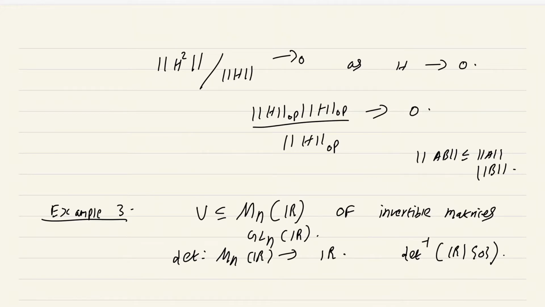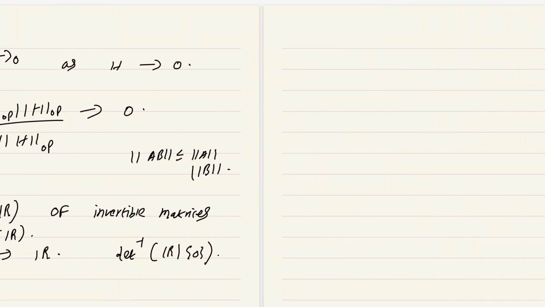Okay, let's see another proof of this fact, that the space of all invertible n cross n matrices is an open set, and here it's very convenient to use the operator norm. So what we are going to do is the following. Claim: if the operator norm of identity minus M is less than 1, then M is invertible.